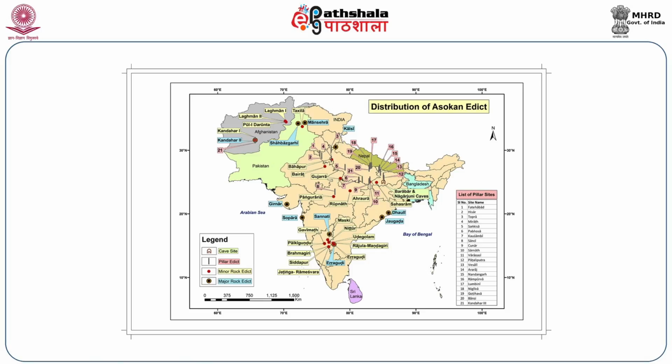The Ashokan records are many in number, and they have been found all over the Indian subcontinent, right from Afghanistan to Karnataka, and in Orissa, Dhauli and Jaugada, up to Kalsi in UP.